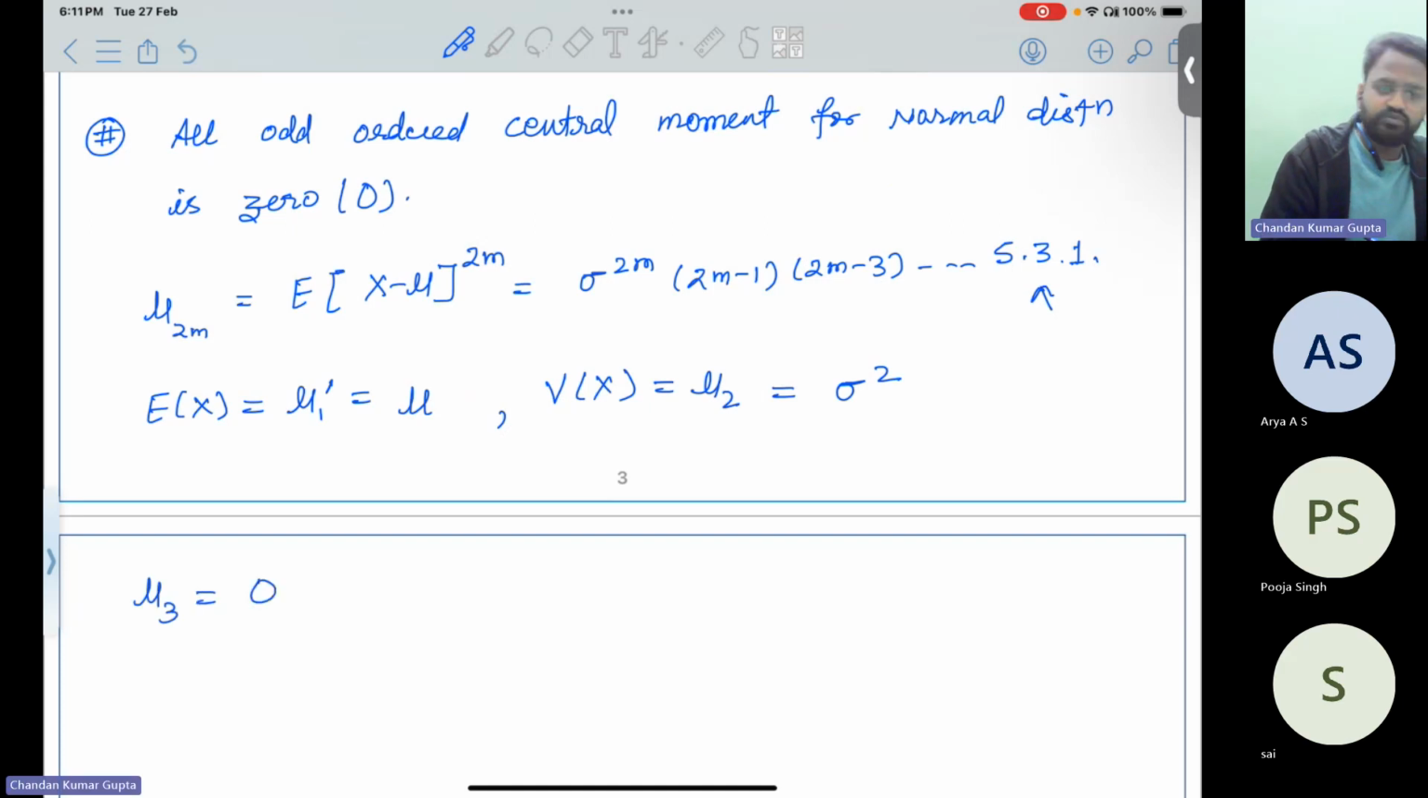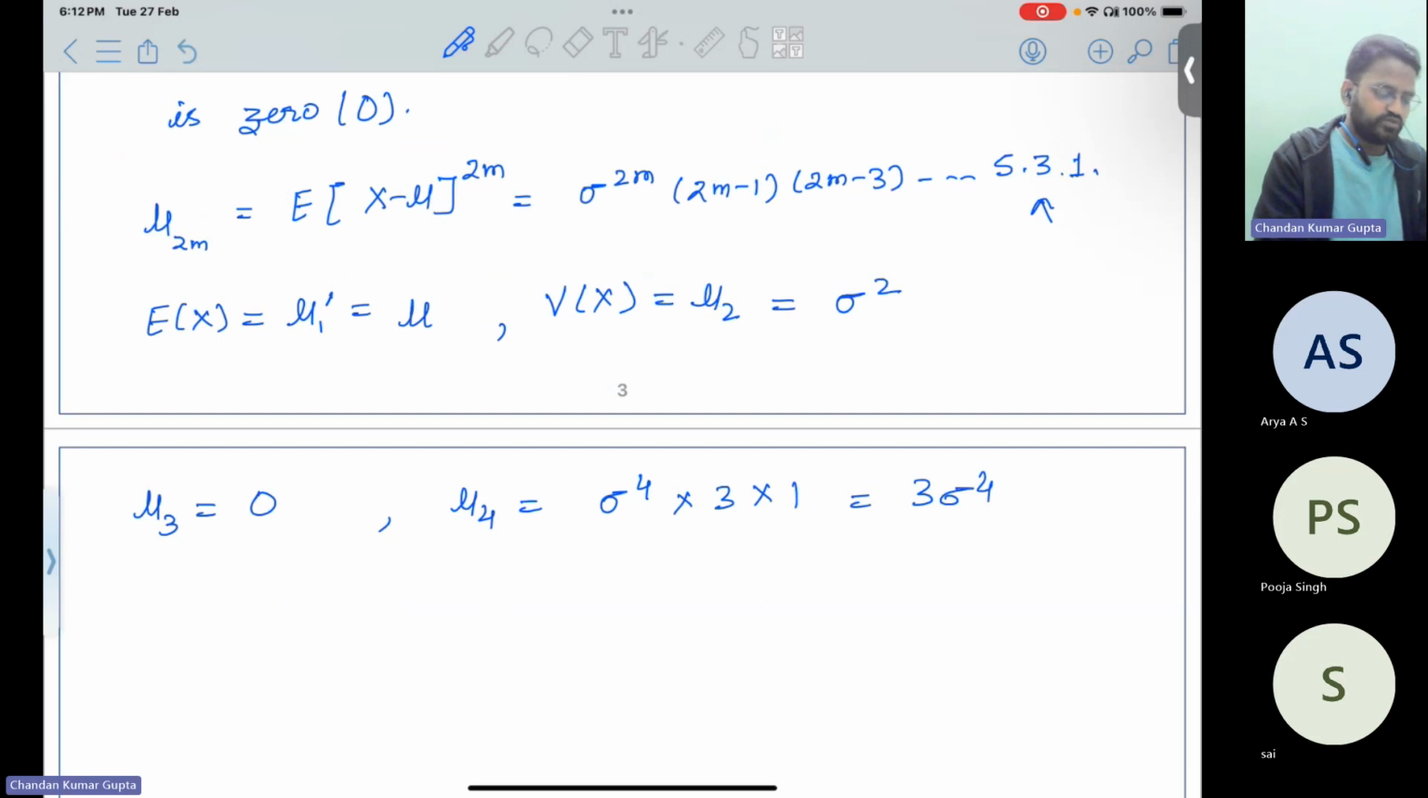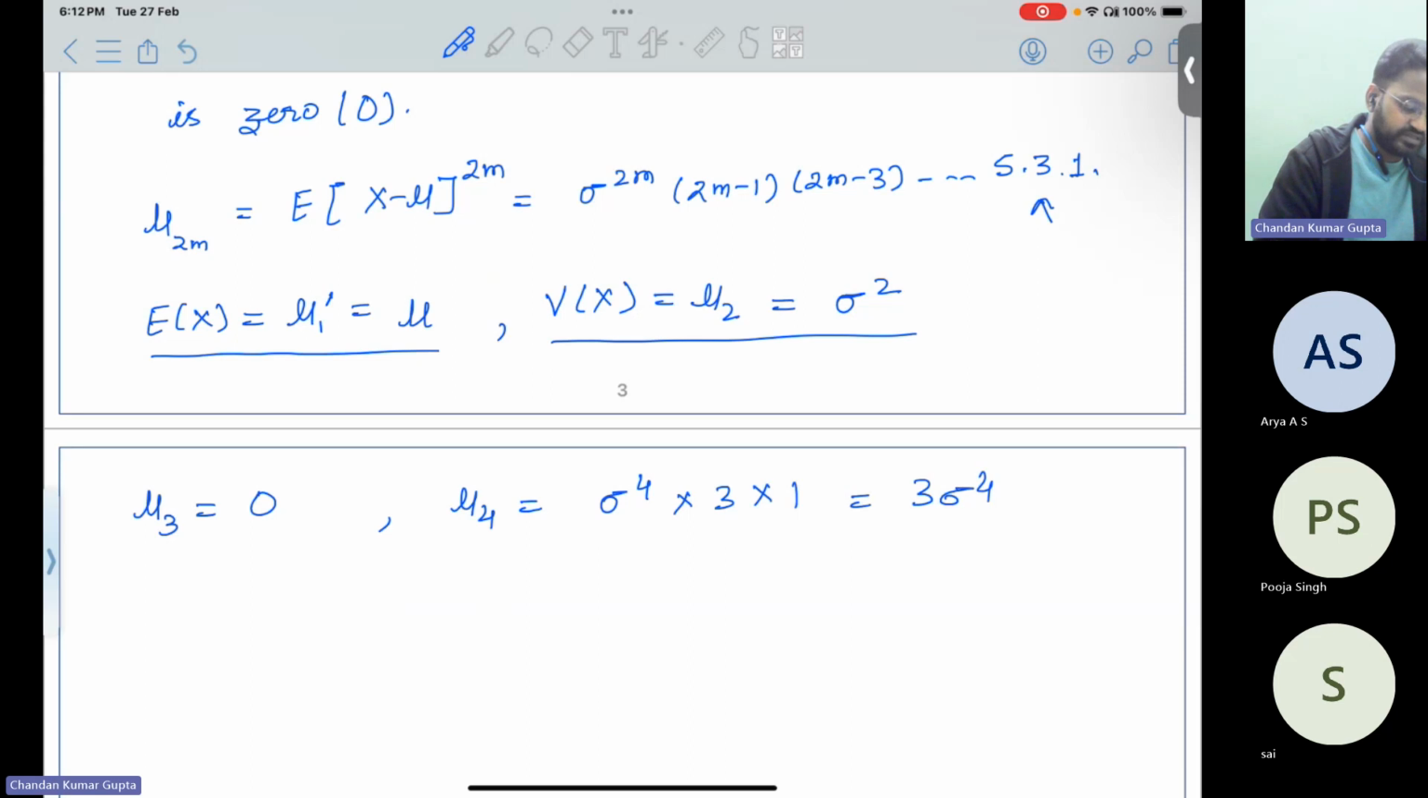Again, mu3 is equal to 0, because it is an odd order moment. Mu4 is equal to sigma to the power 4 into 3 into 1, which is equal to 3 sigma to the power 4. Okay, so that gives the mean, variance, third order moment, and fourth order central moment.